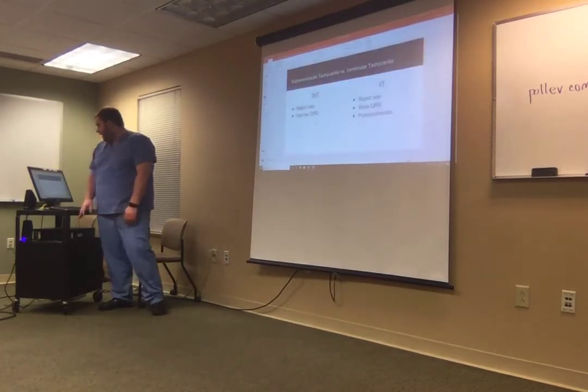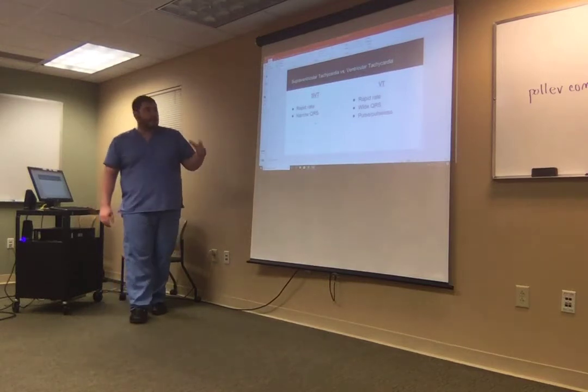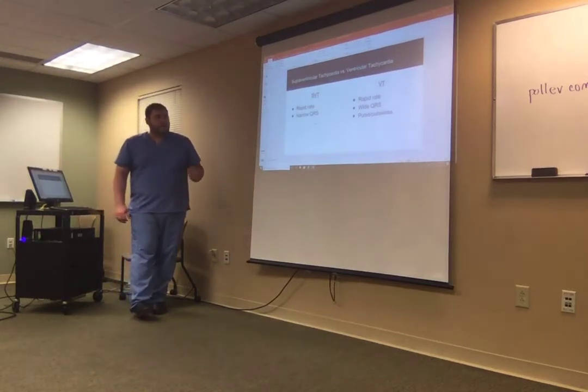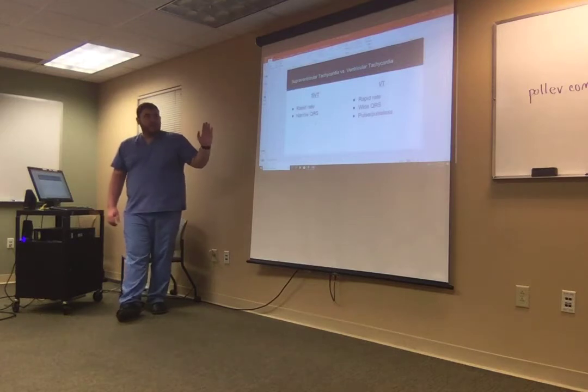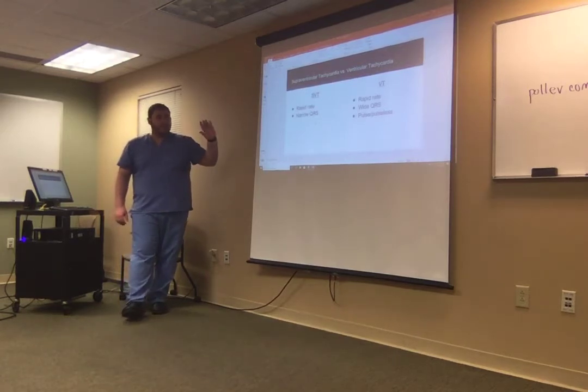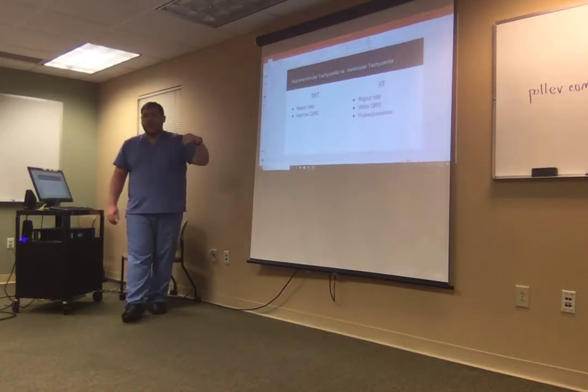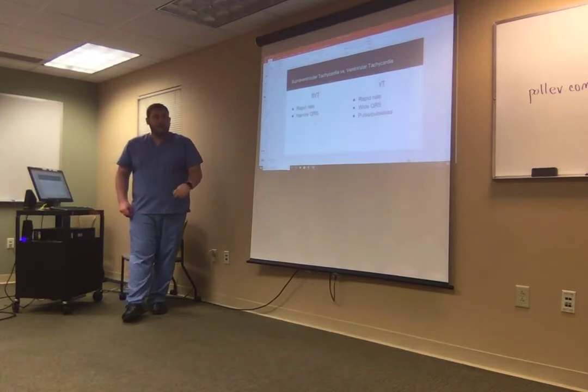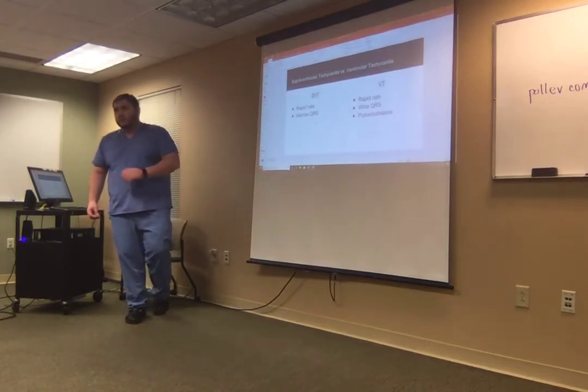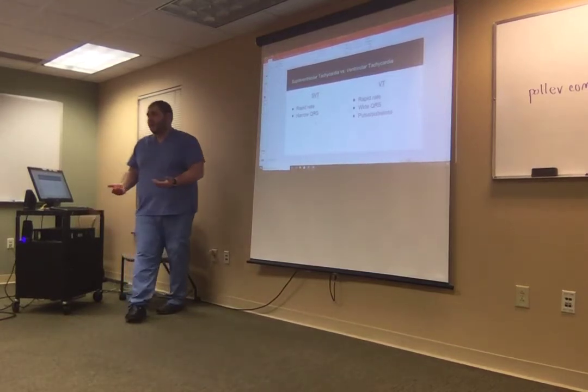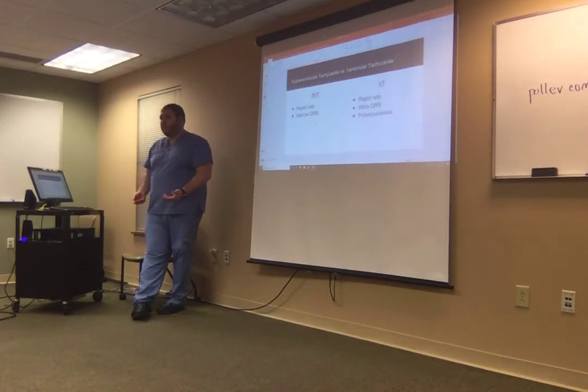So again, SVT and VTAC both have rapid rates. But the difference is where the QRS is. SVT, you're going to have a narrow QRS, whereas VTAC will be a wide QRS. And VTAC could or could not have a pulse depending on the patient and their situation. Does anyone have any questions about the difference between SVT and VTAC? I know that can be kind of confusing.